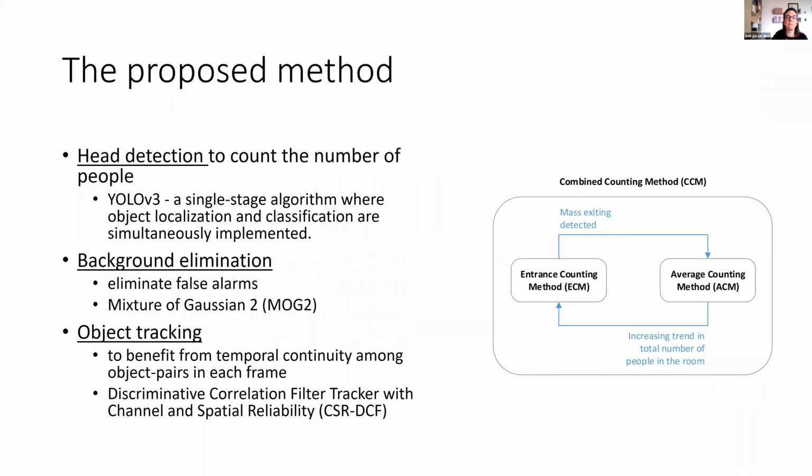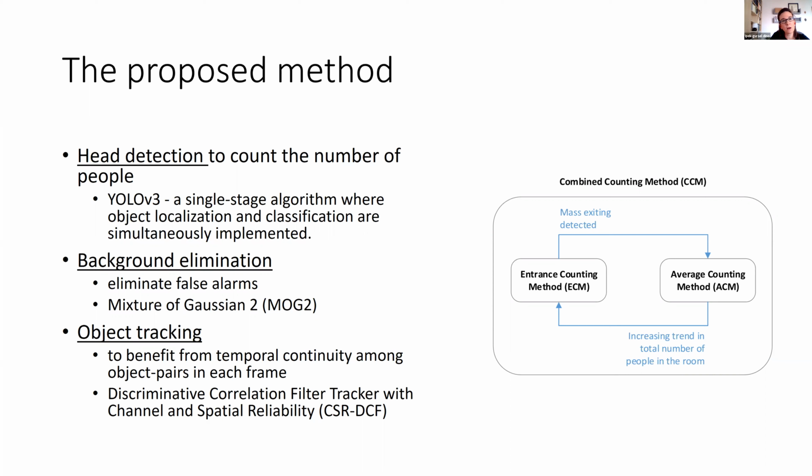The proposed method uses 3 different algorithms. The first one is head detection to count the number of people. Here YOLO v3 is used. Initially, we started out with v2, but within a year or so, v3 was already out, and at the moment, I think it's at 5. So it's progressing very fast, much ahead of us, but v3 is where we left off.